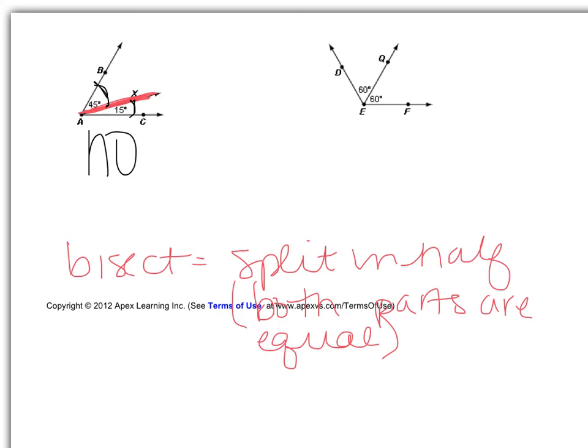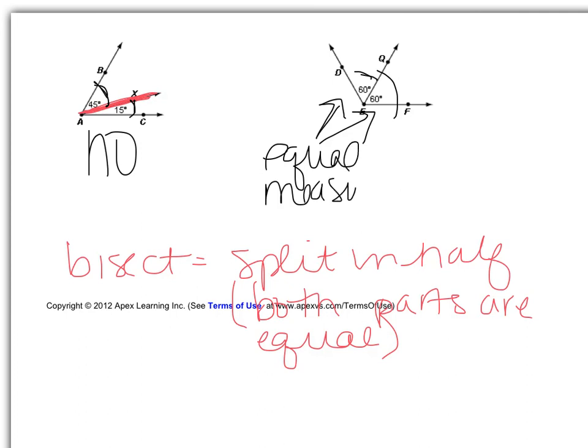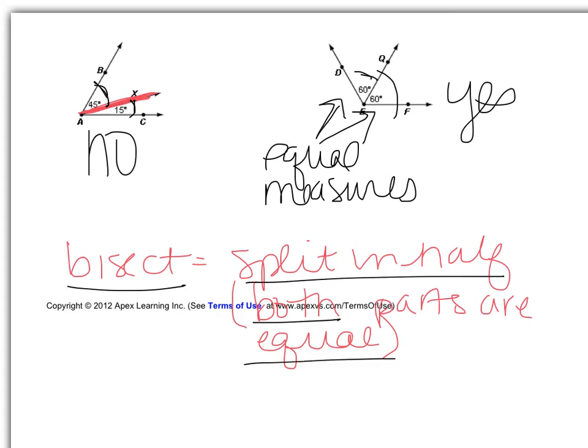And then if I look at my other one, I notice that this angle is 60 and this angle is 60. Since they are equal measures, that means that it is a bisector. So the answer to this one is yes. Remember, to bisect means to split in half so that both parts are equal.